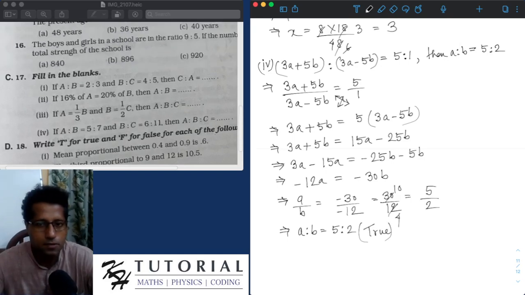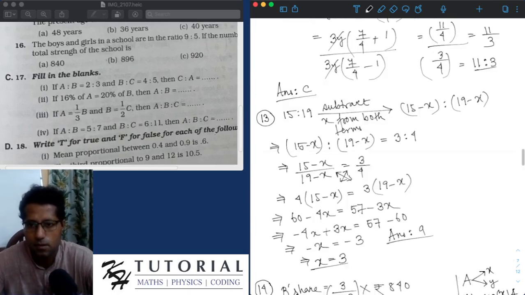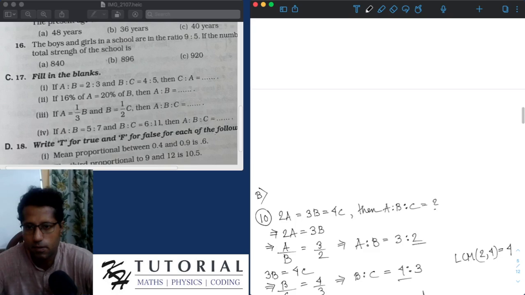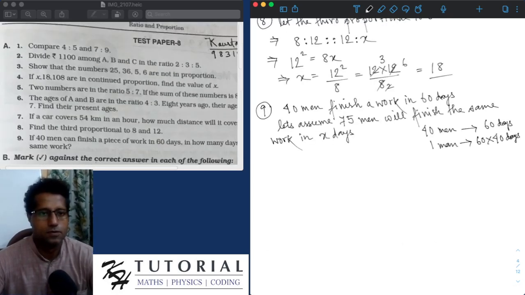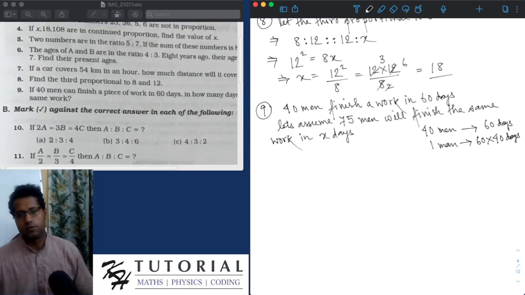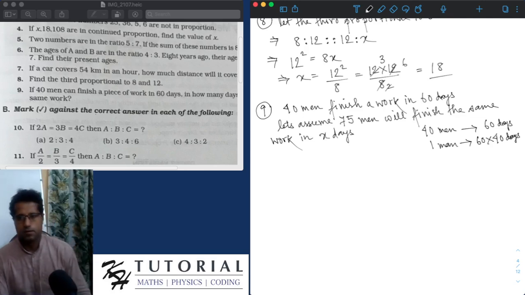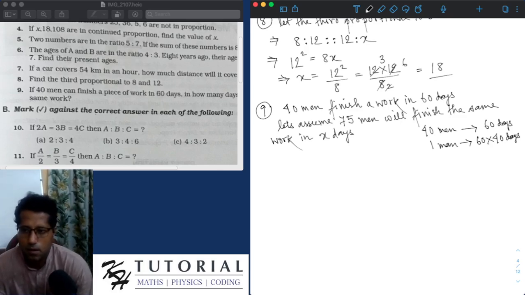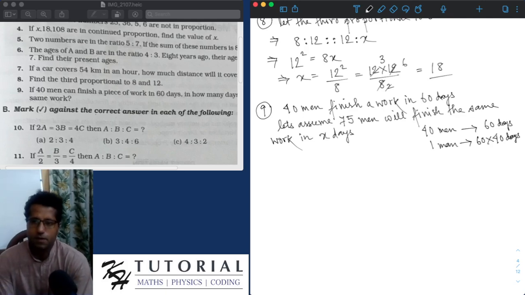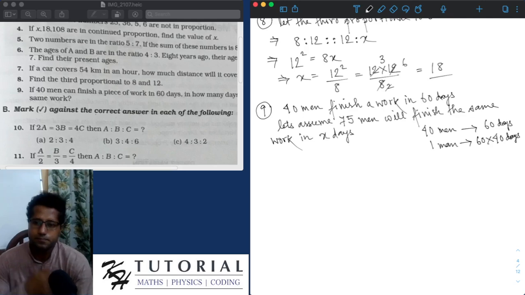Now back to the question which I could not solve regarding the time and work problem, which is this. So this was question number 9. It says that 40 men finish a work in 60 days, and it is asking in how many days 75 men will finish the same work.